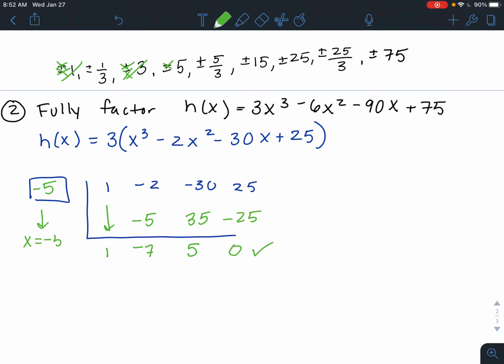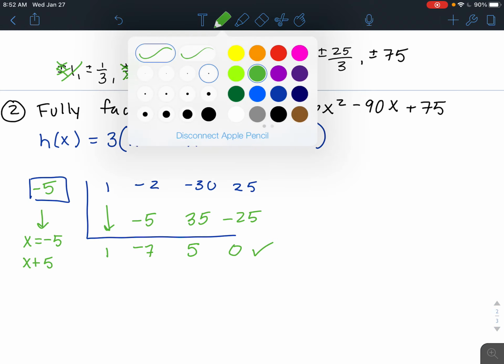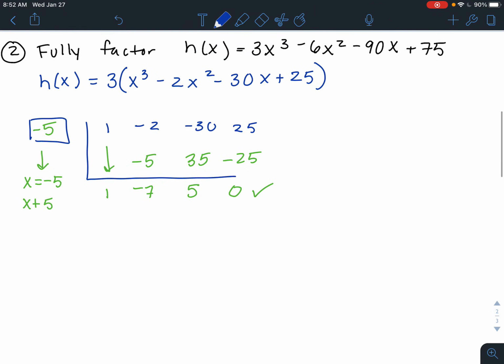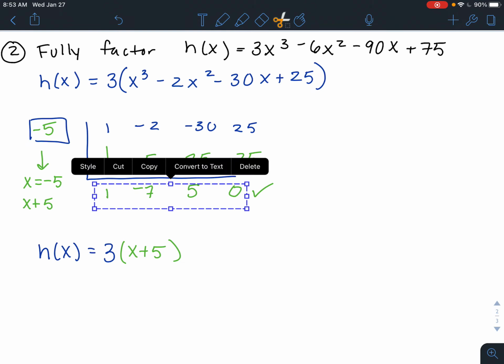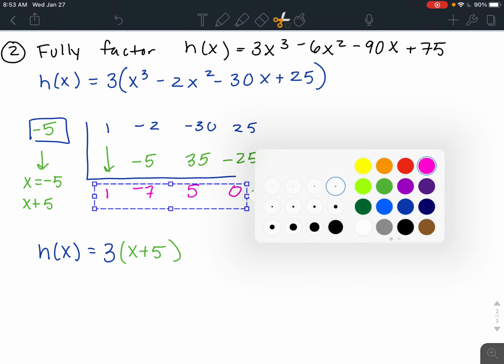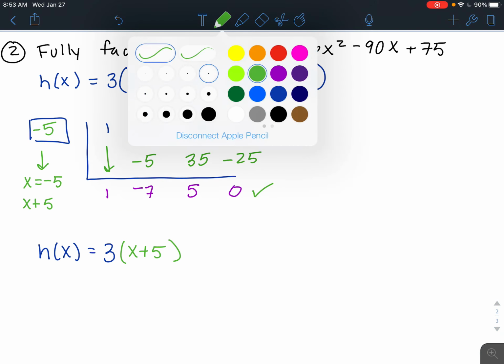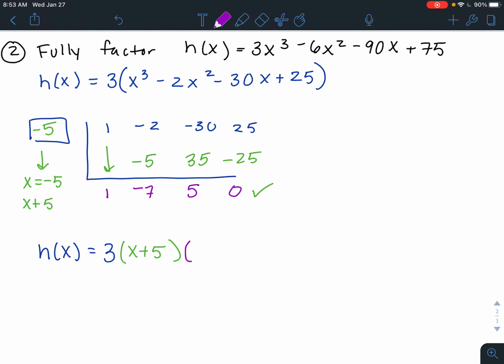Okay, so if x equals -5 is the root, the x-intercept, that tells me that x plus 5 is the factor. So right now, for my factoring, we have h of x equals the GCF of 3 times the factor we just found, x plus 5, and then because I'm a big color coder, I'm just going to change that color to purple. Right, then we have our leftover equation. If we put the x's back in, that would have been x squared minus 7x plus 5.